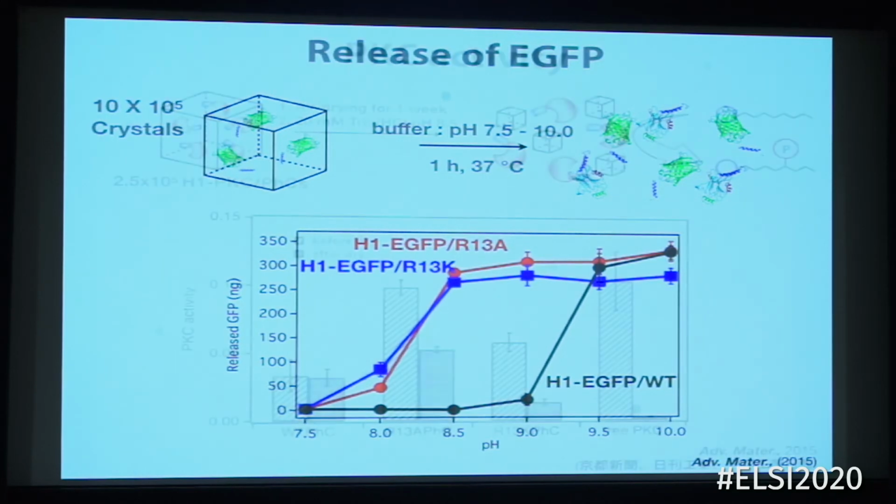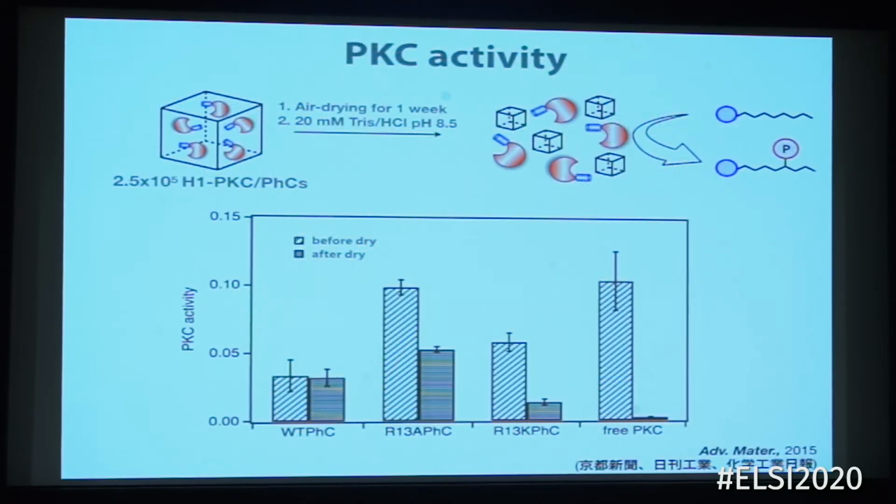Next, instead of the GFP, we incorporated PKC, which is one of the typical phosphorylation enzymes. This is incorporated within the mutant and wild type. After that, the crystal was treated in dry condition for 1 week, because this crystal can survive the dry condition. After the 1 week, we dissolved it again in buffer solution to release the enzyme incorporated within the crystal. Then we evaluated the enzymatic activity with a commercial screening kit. I show the results here.